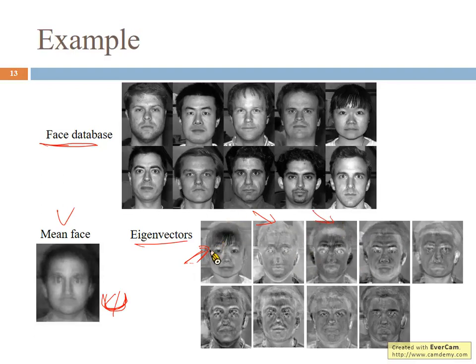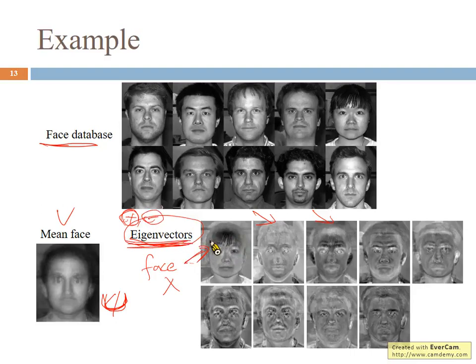And you may see that this looks quite like a face, but it looks a little bit weird. This is because actually these are not really faces. These are eigenvectors. And in eigenvectors, we have some values positive and some values negative. And then we may show the larger value as higher intensity and the smaller value as low intensity.